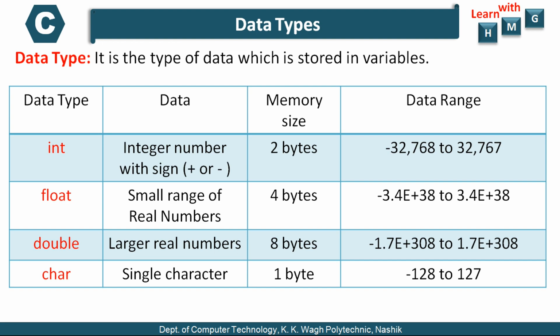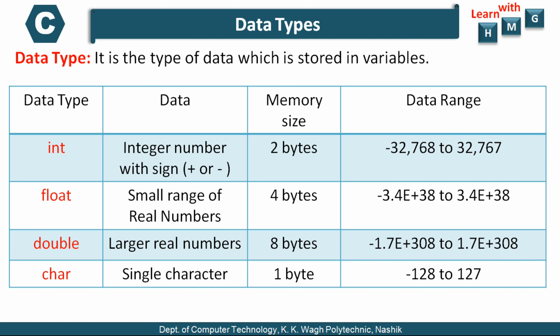So this is the range of int, and whenever you want to use data within this range, you can use the int data type. Second is the float data type, for a small range of real numbers or floating point numbers. It occupies 4 bytes of memory, and its data range is minus 3.4 into 10 raised to plus 38 to plus 3.4 into 10 raised to plus 38. So this is the range of floating point values, and you can use float for this data range.